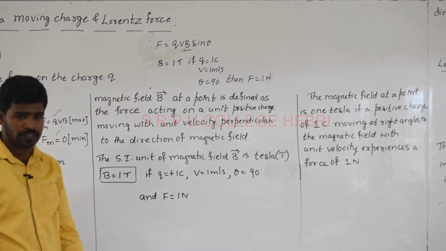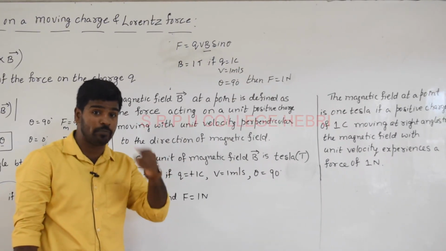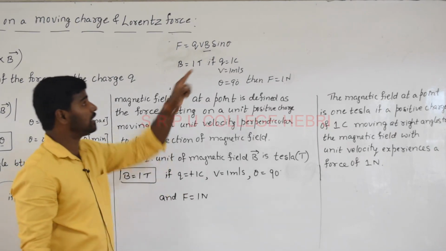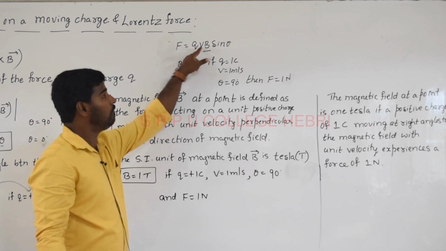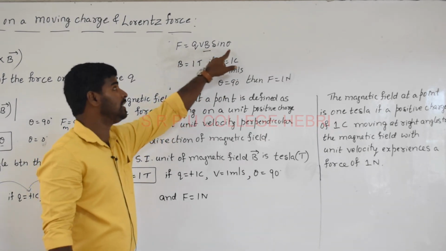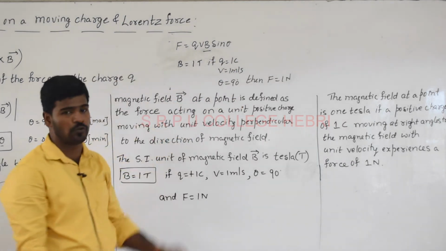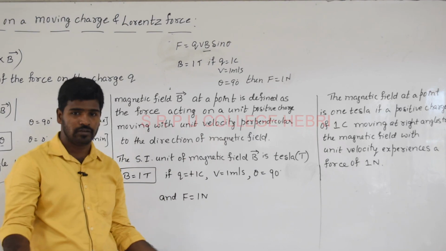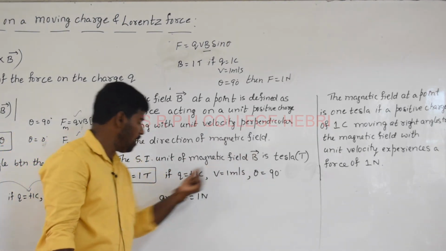According to the equation F is equal to QVB sin theta, the magnetic field at a point B is said to be 1 Tesla under the condition that if Q is equal to 1 coulomb, the meaning is given for Q, velocity is equal to 1 meter per second, the meaning is given for V, and theta is equal to 90 degrees. When all these conditions hold, what must the force be? Force is equal to 1 Newton, right? Therefore the SI unit of magnetic field B vector is Tesla under the condition.